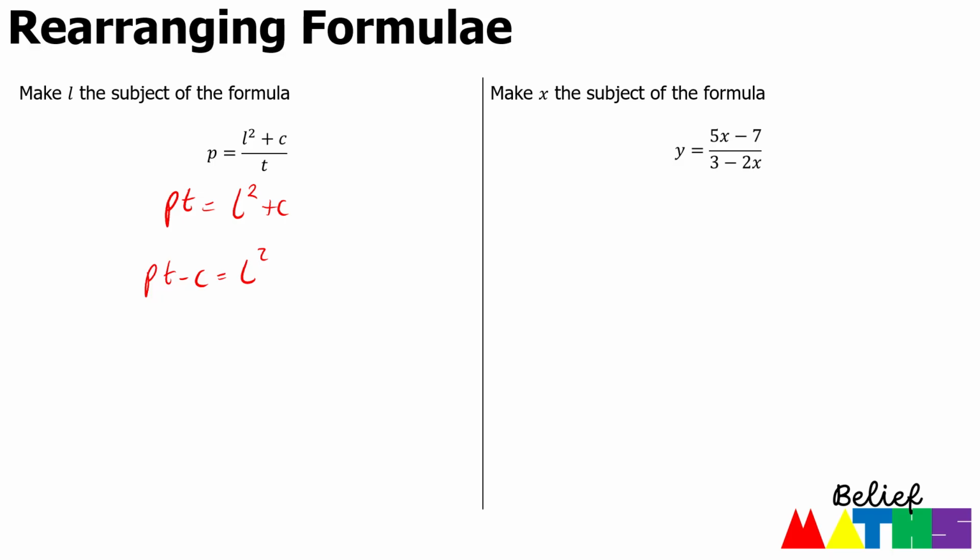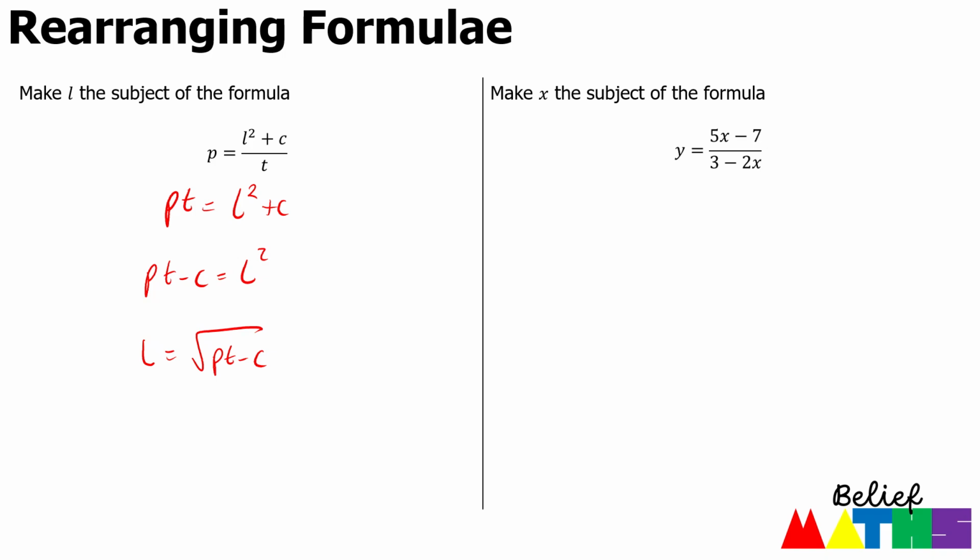And then finally, the opposite of squared is square root. So we get L is equal to the square root of pt minus c. Again, remember to be careful that you keep it, if it's lowercase in the question, make sure it's lowercase all the way through in your answers as well.